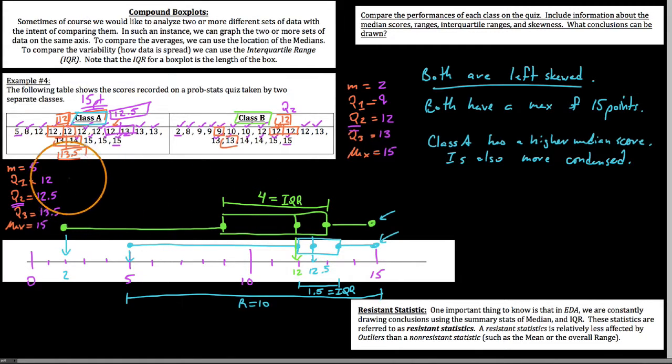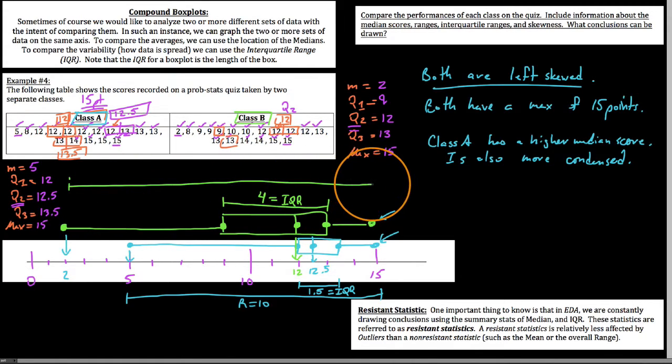And then its entire range was a huge range. It was spread very, very far. So we say the range here would be 15 minus 2, which is 13 units. So we say that this is more condensed, and we can just back this up by talking about the IQR as well as the range, the whole range.